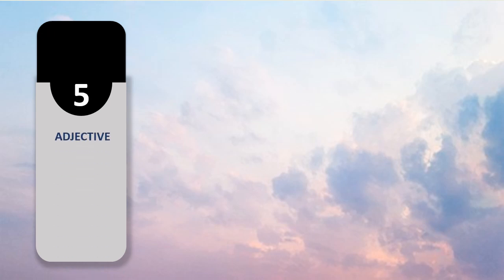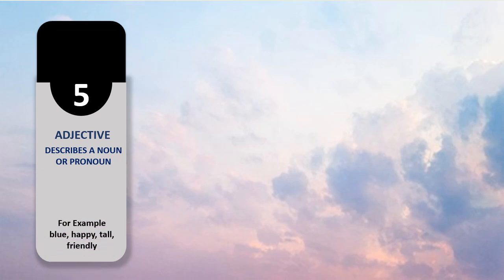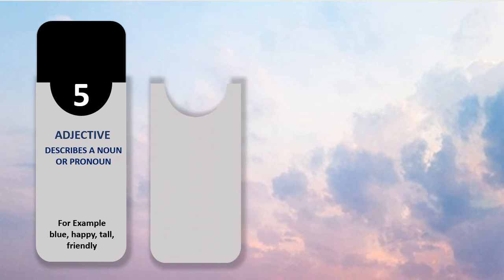Adjectives. These words help us describe nouns and pronouns, adding depth and detail to our sentences. They can indicate color, size, shape, or emotions. For example, words like blue, happy, tall, and friendly help paint a clearer picture in our minds.